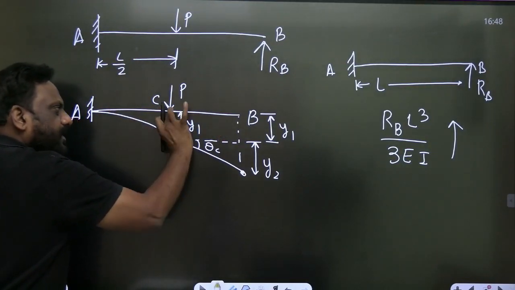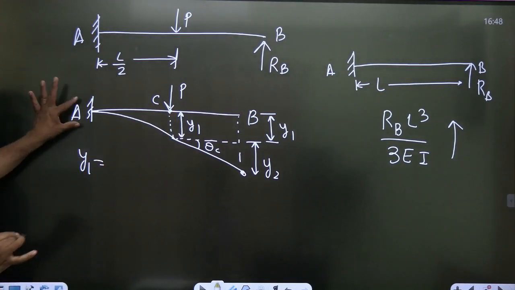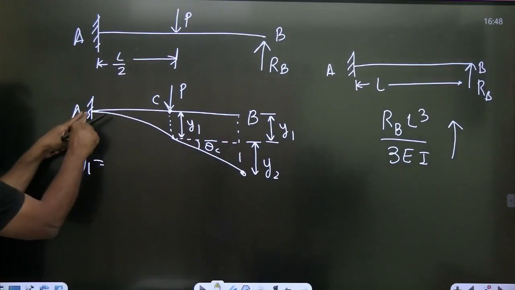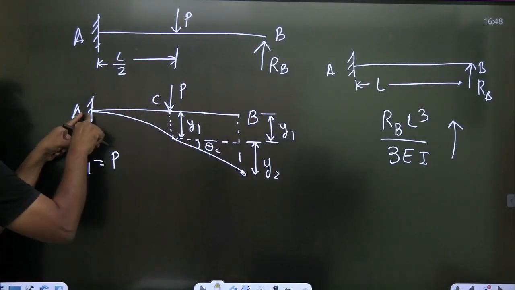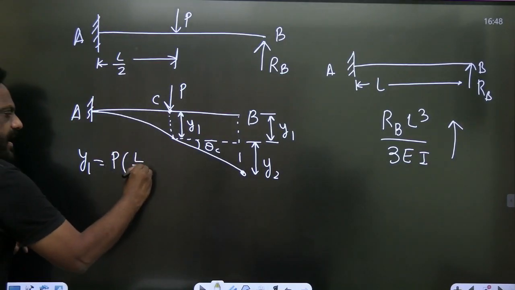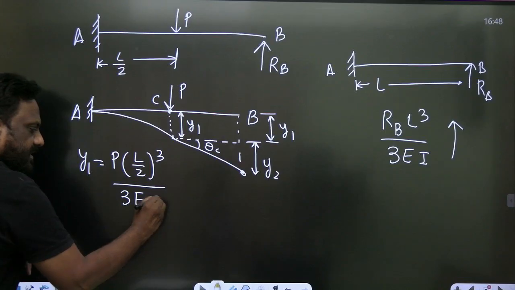y1 can be calculated very easily. How? So y1 is equal to cantilever with a point load. If we take only this as the cantilever, it will be PL cube, but L is L by 2, so PL cube by 3EI. Excellent, sirs.